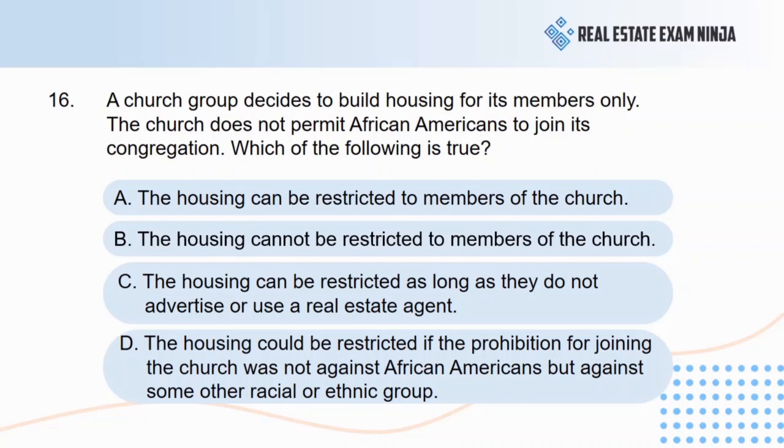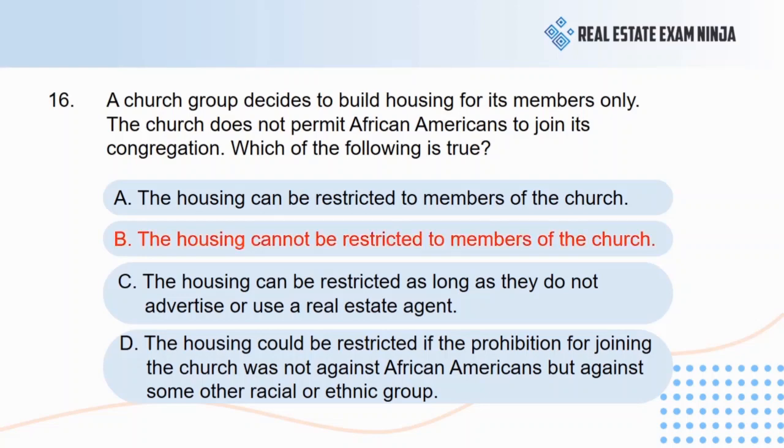A. The housing can be restricted to members of the church. B. The housing cannot be restricted to members of the church. C. The housing can be restricted as long as they do not advertise or use a real estate agent. D. The housing could be restricted if the prohibition for joining the church was not against African Americans, but against some other racial or ethnic group.